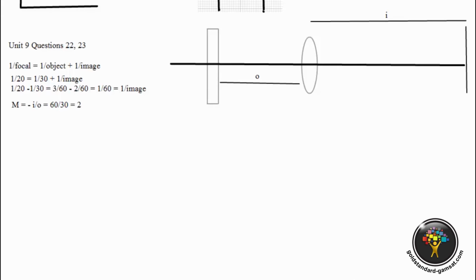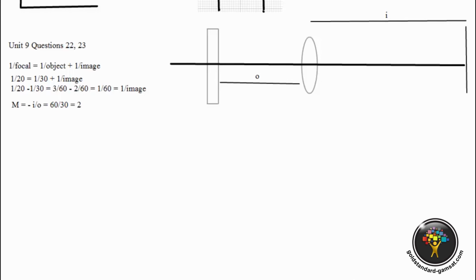One is, notice that in order to get 23 correct, you have to get 22 correct. So the two questions are related, and that does happen on the real exam, but sometimes you have to get one of them correct in order to get the next one. The next thing is that we got a magnification of 2.